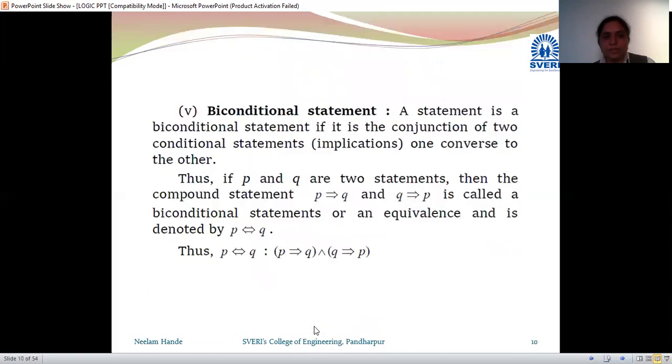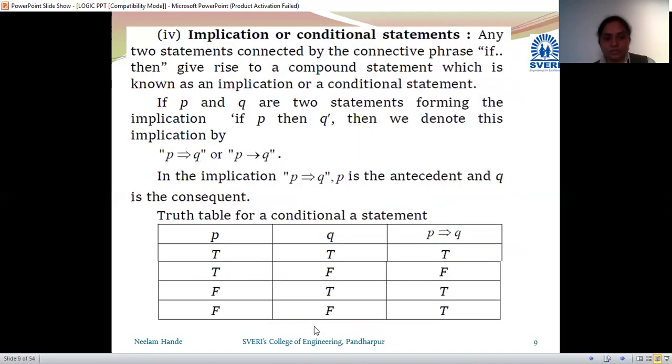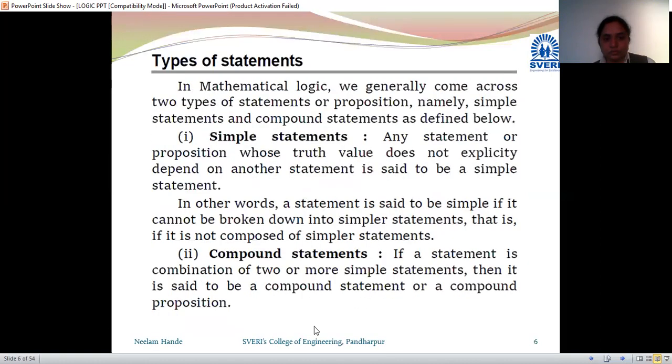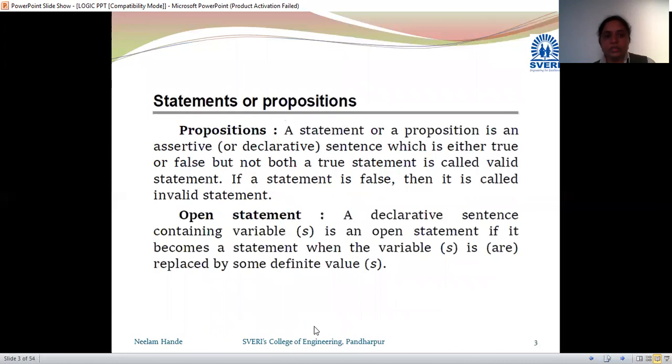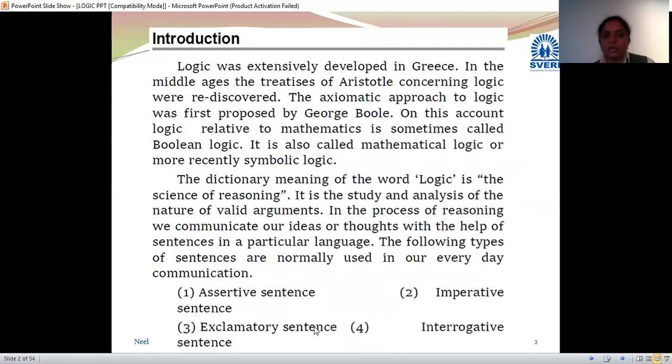Go through them once: truth tables, statements, quantifiers, truth sets, truth values, logical variables, propositions, open statements. This logic was developed in Greece, and in the Middle Ages Aristotle's writings concerning logic were rediscovered. The dictionary meaning of the word logic is the science of reasoning.